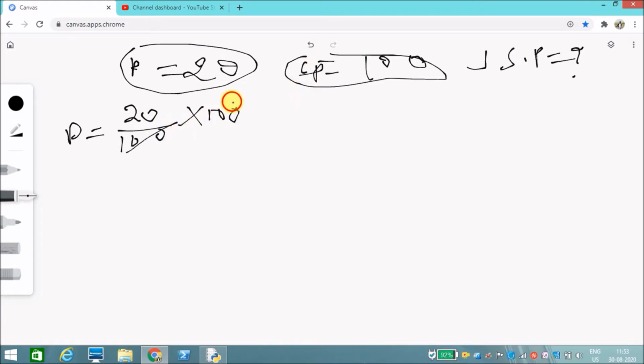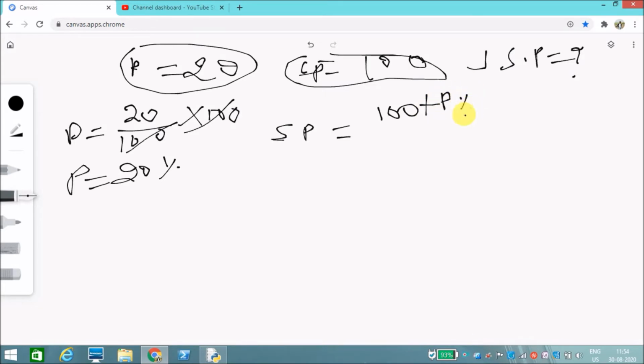Now my profit is 20%. Now how can we find the selling price? Selling price is equal to 100 plus profit percentage divided by 100, into my cost price. This is the formula to find the selling price.